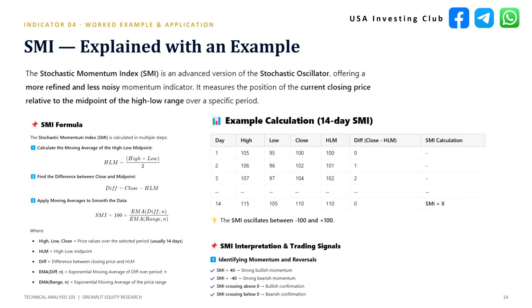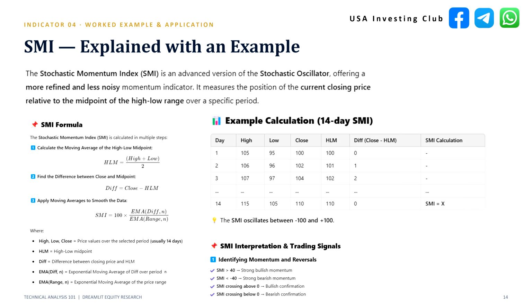Then compute the difference between close and that midpoint. Day 1's close of 100 minus its HLM of 100 gives a difference of 0. Day 2's close of 102 minus its HLM of 101 gives a difference of 1. Day 3's close of 104 minus its HLM of 102 gives a difference of 2. Continuing this pattern out to day 14, with a high of 115, a low of 105, a close of 110, and an HLM of 110, the difference comes out to 0 again.